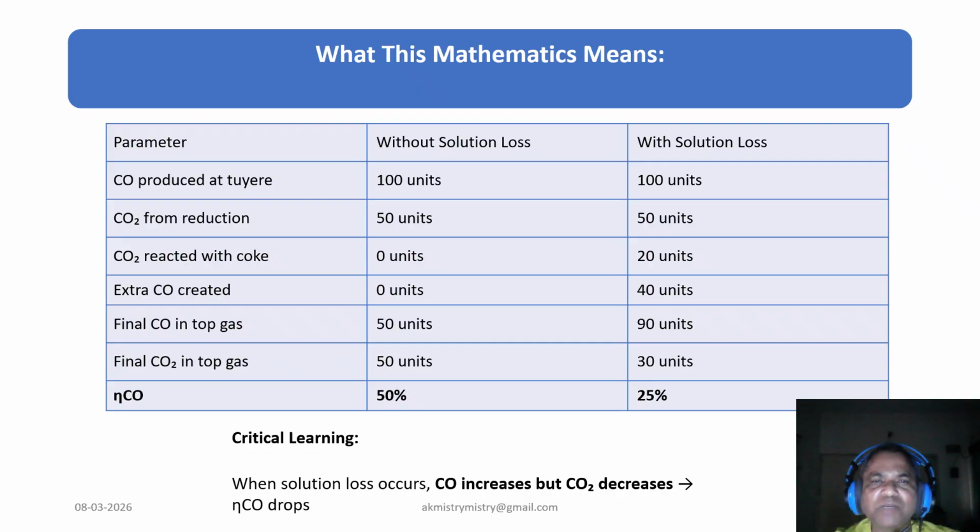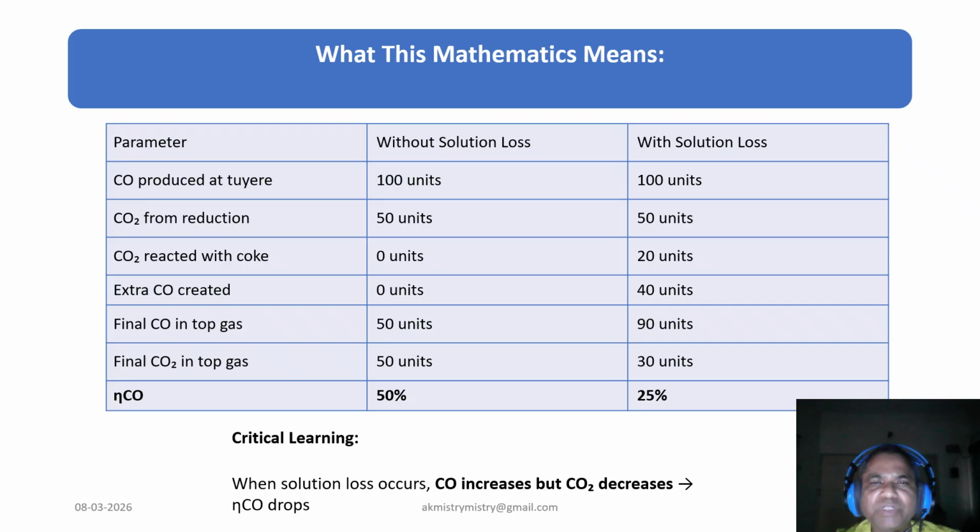We have an ideal furnace without solution loss. We start with 100 units of CO from the tuyere. It does its work, producing 50 units of CO2. The top gas ends up with a balanced 50 units of CO and 50 units of CO2, giving us an eta CO of 50%.